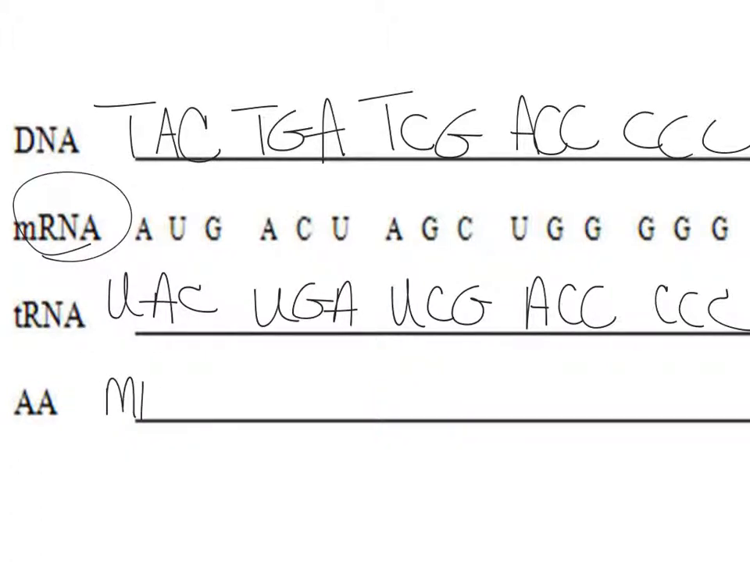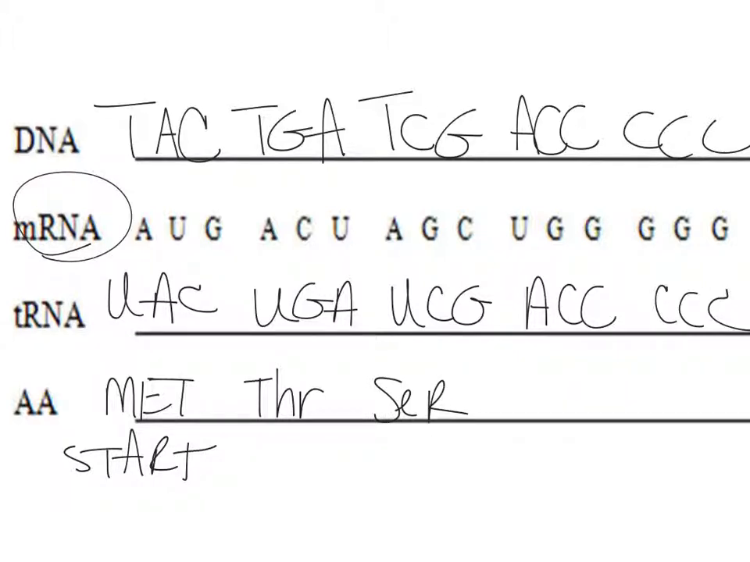Now when we go to do our amino acids, remember we want to look at our mRNA. AUG, that's methionine, that's our start. ACU is threonine. AGC is serine. UGG is tryptophan. And GGG is glycine.